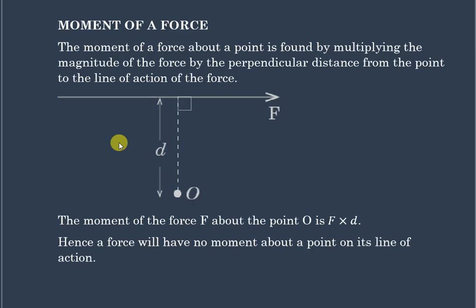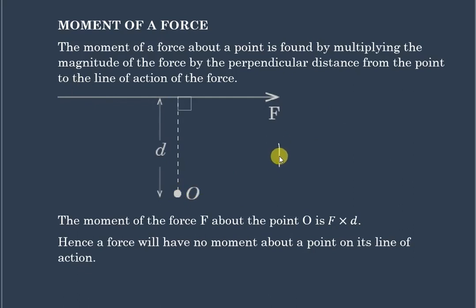But we are saying that the moment of a force about a point is found by multiplying the magnitude of the force and the perpendicular distance from the point to the line of action of the force. So this one is the force here. You have the force F, and if you want to get the moment of that force about the point O, you get the magnitude of the force, which is F, multiplied by the perpendicular distance of the line of action of the force from the point.